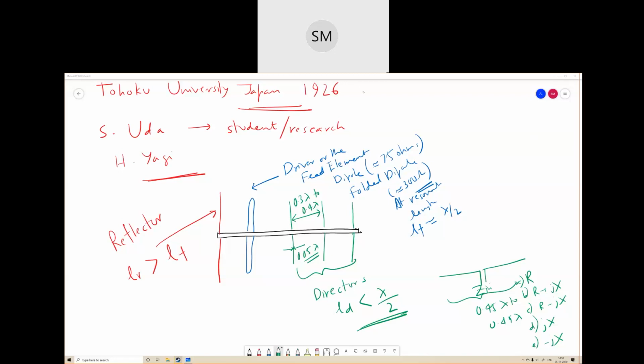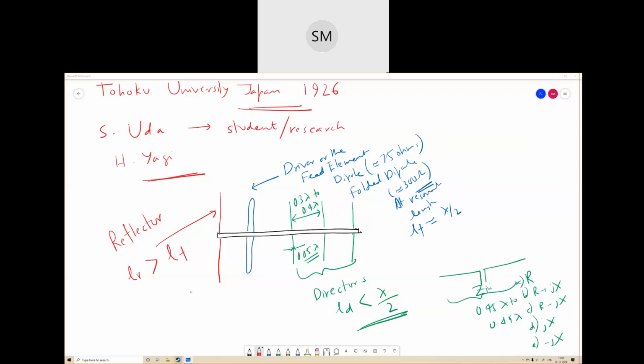R minus jX. Okay, anybody else? Actually, at resonance length, the impedance is a pure resistance. There could be some X, but that is very small. If we increase the length past its resonant length, then the impedance becomes inductive, and if the length is slightly smaller than the resonant length, then it is capacitive, like R minus jX.